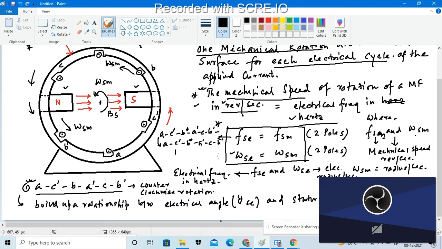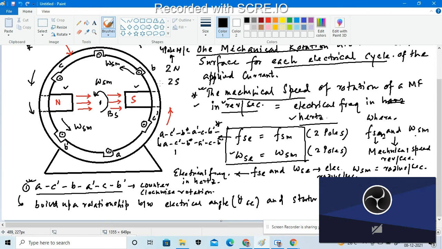Okay, so if we are considering this pattern twice, that means we are considering two north poles and two south poles. That means we are considering a four pole machine. So how could I build a relationship between the electrical angle and the stator mechanical angle for the four pole machine? How could I see these things?